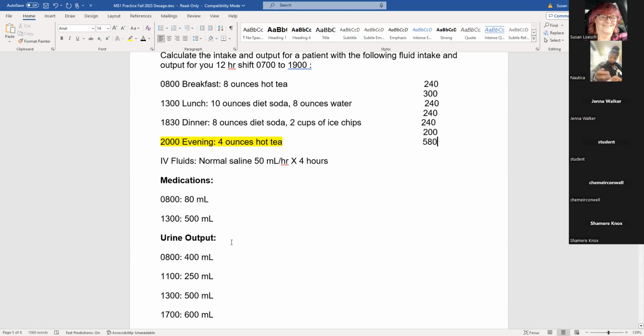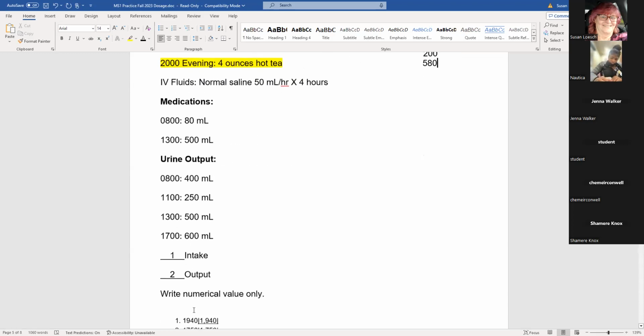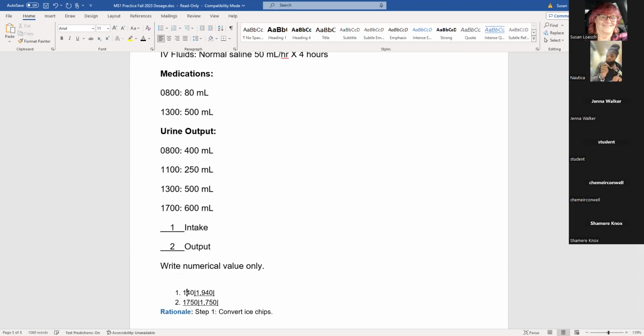Yeah, because 240 times 4 is 960. So everybody was able to get to the 2040? Yeah. All right, and then let's look at our output. The answer to your output is right, 1750.